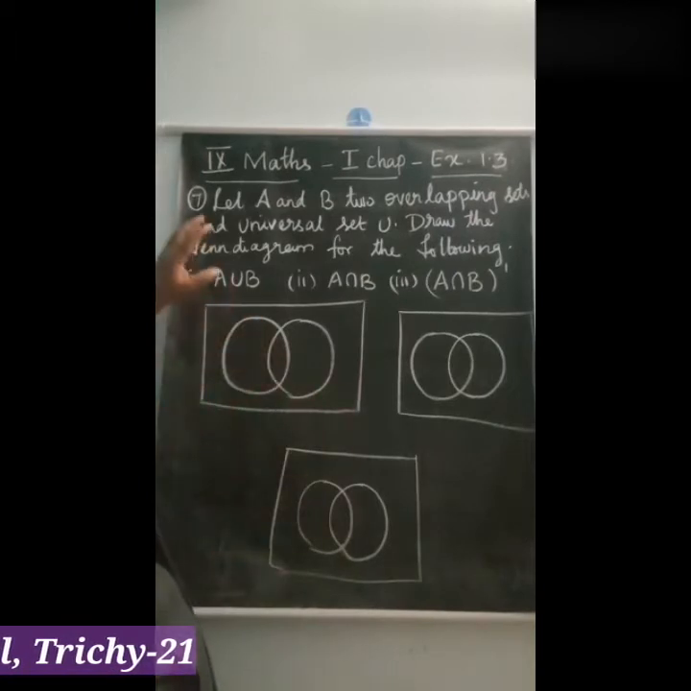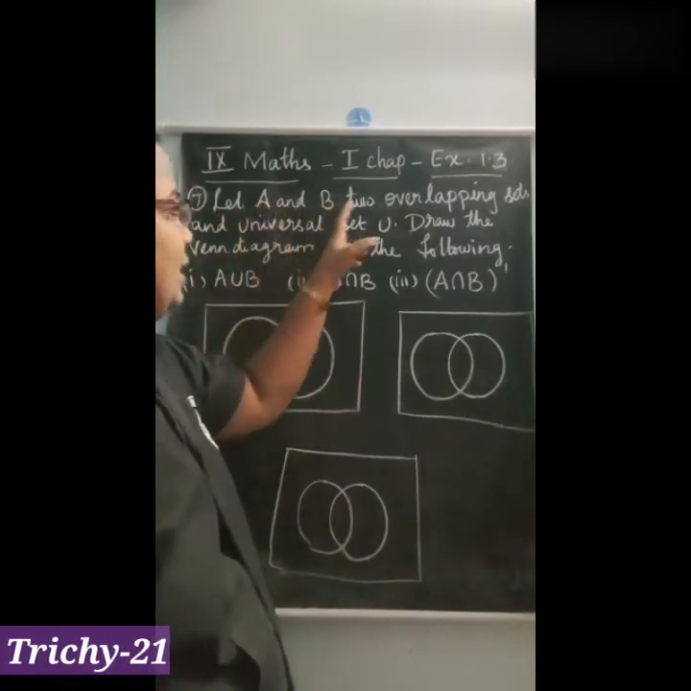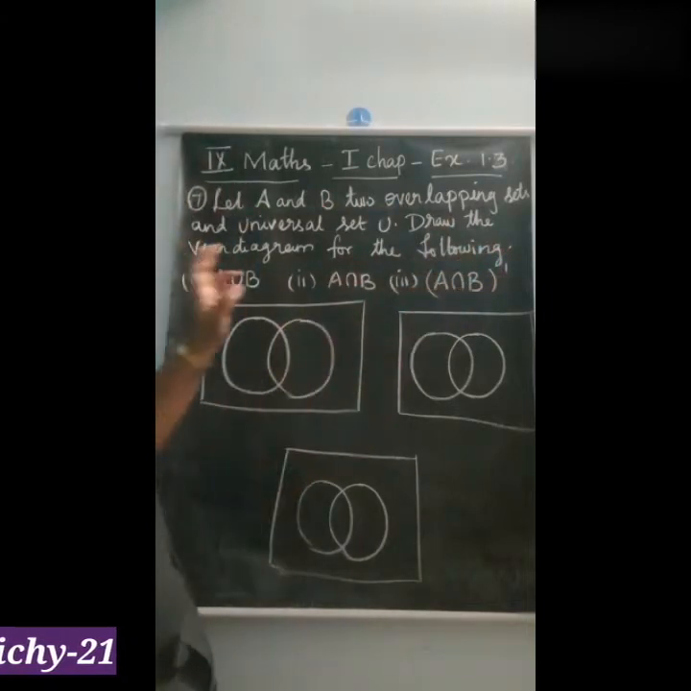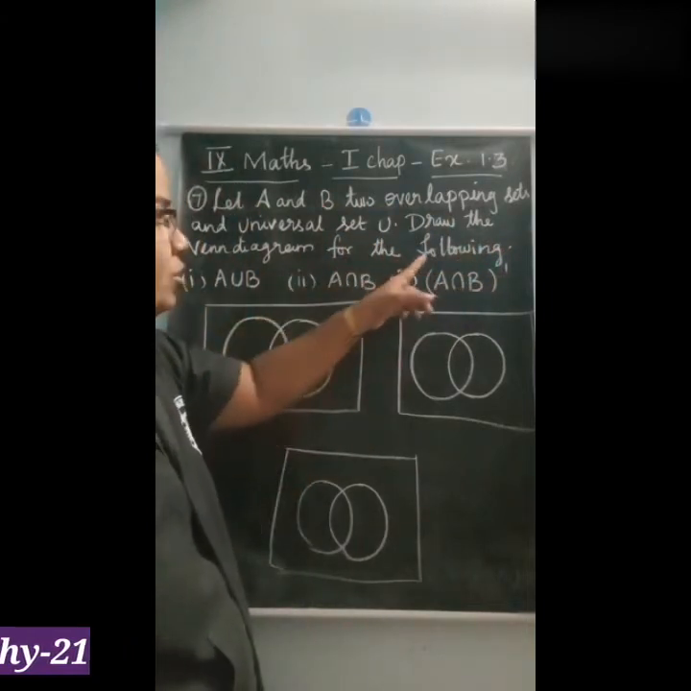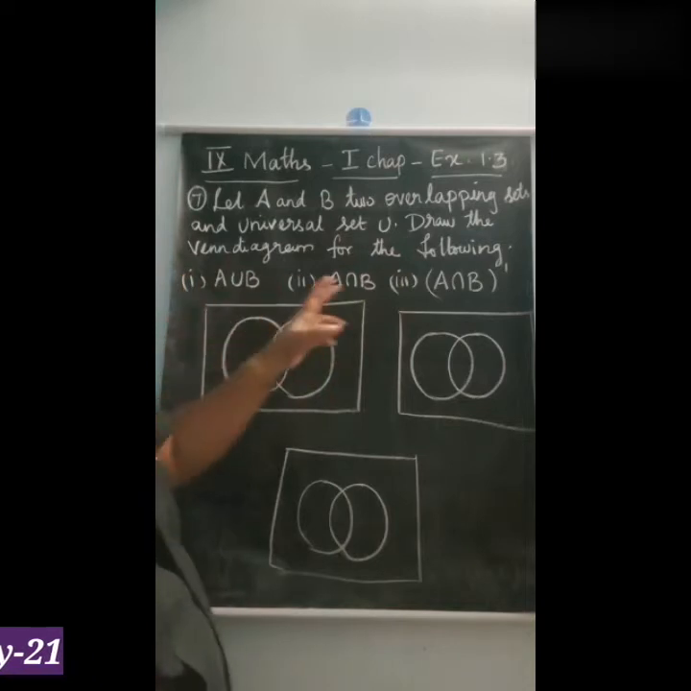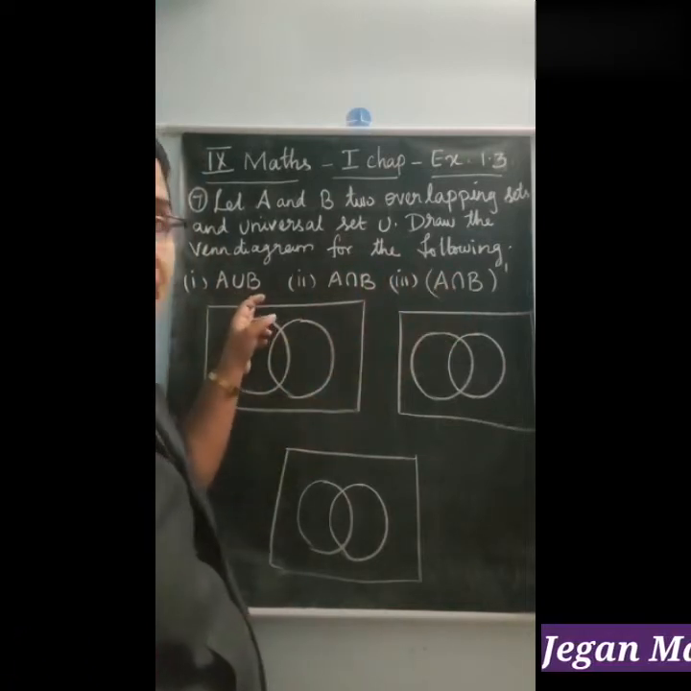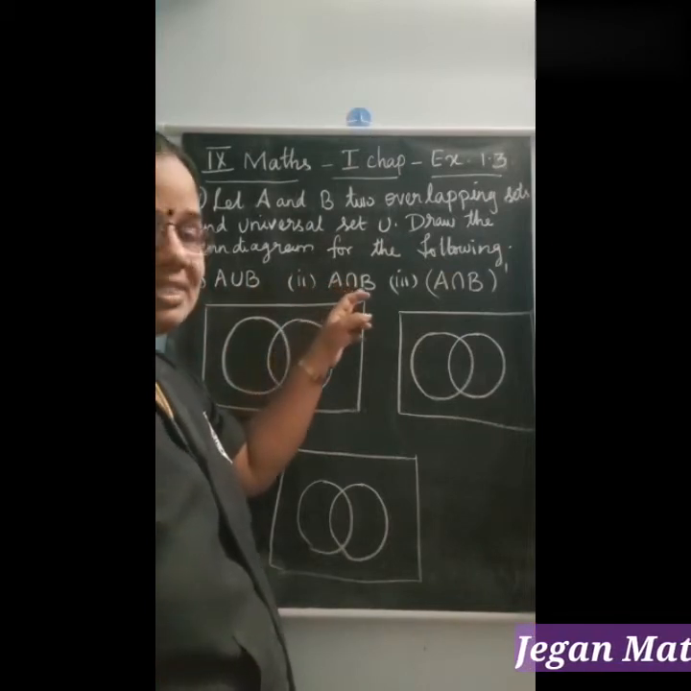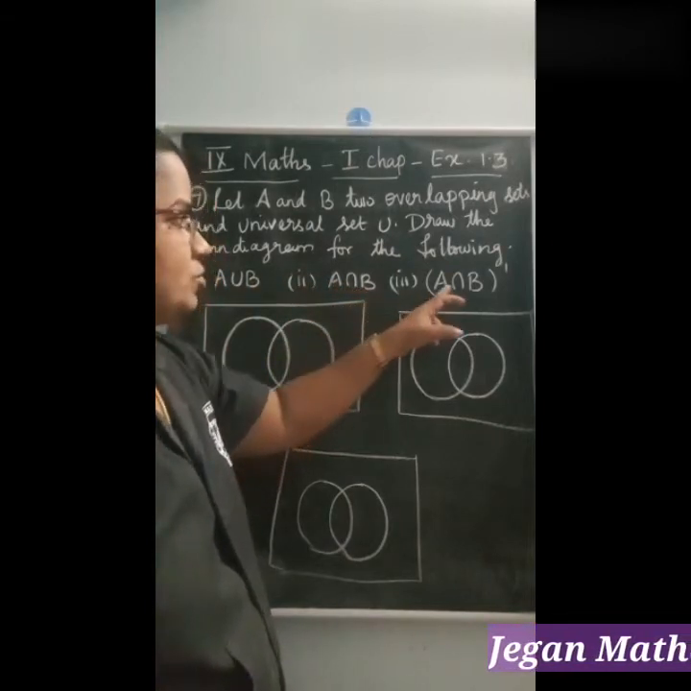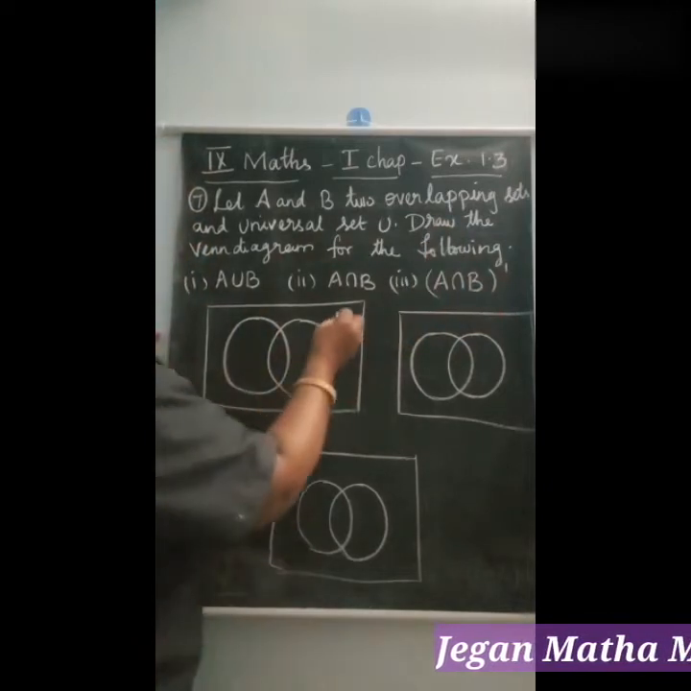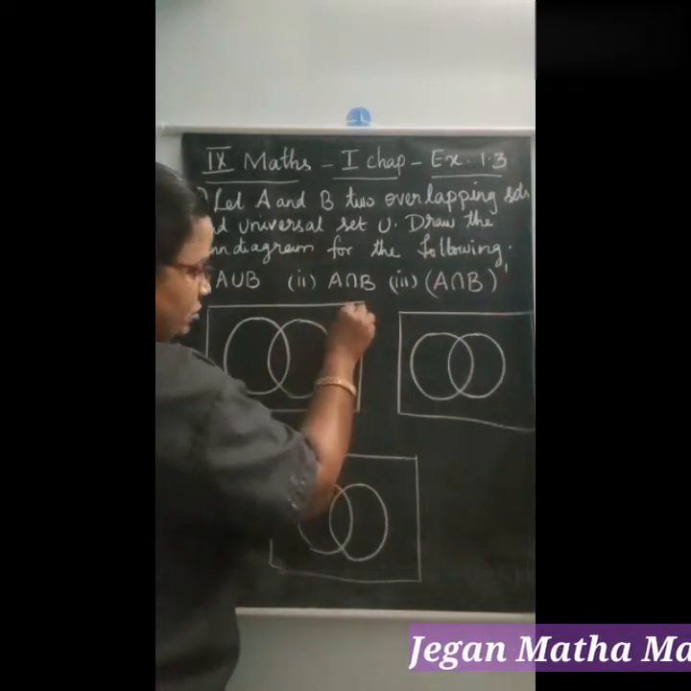Let us see the seventh question. Let A and B be two overlapping sets and U the universal set. Draw the Venn diagram for the following. First one is A union B. Second, A intersection B. Third, (A intersection B) the whole dash. This is the Venn diagram you have to draw.